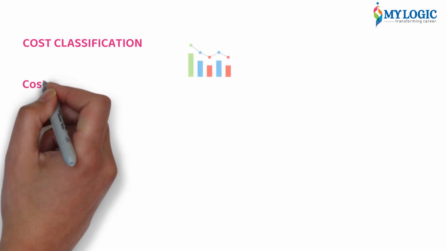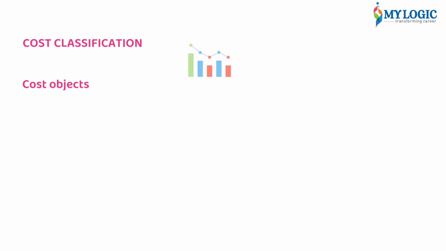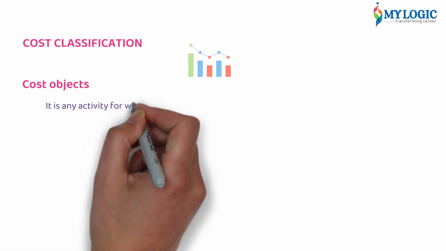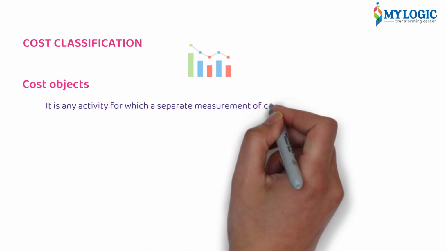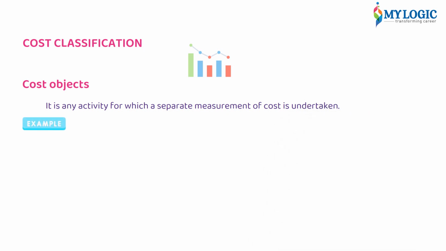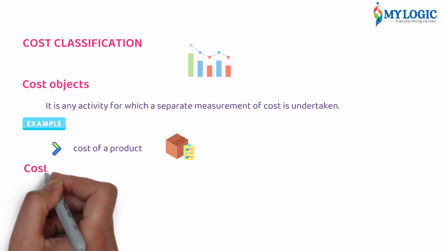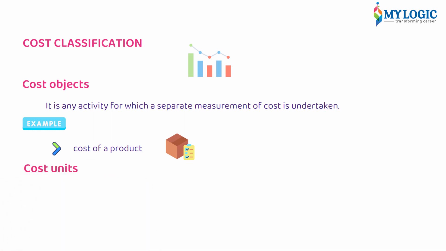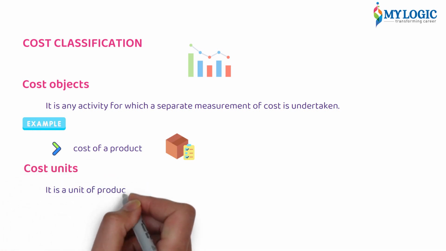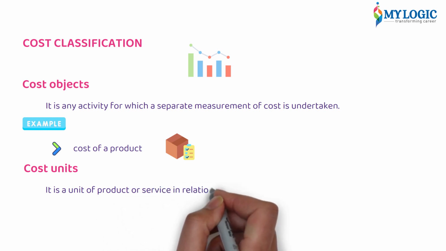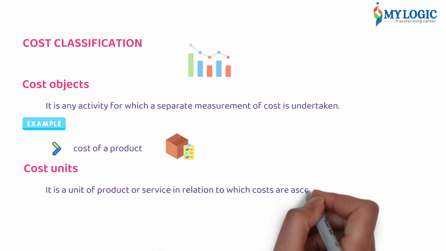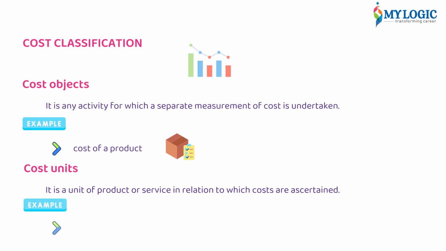Cost classification. Cost objectives. It is any activity for which a separate measurement of cost is undertaken. Example: cost of a product. Cost units. It is a unit of product or service in relation to which costs are ascertained. Examples: a room in a hotel.